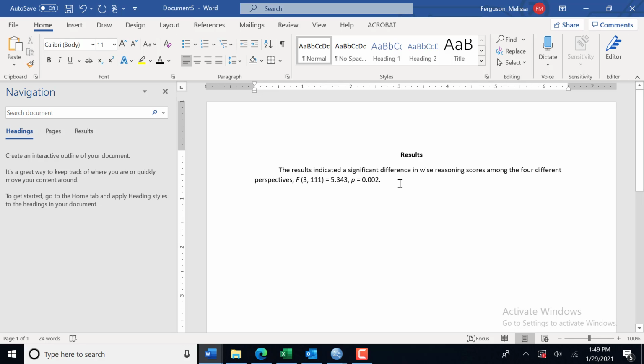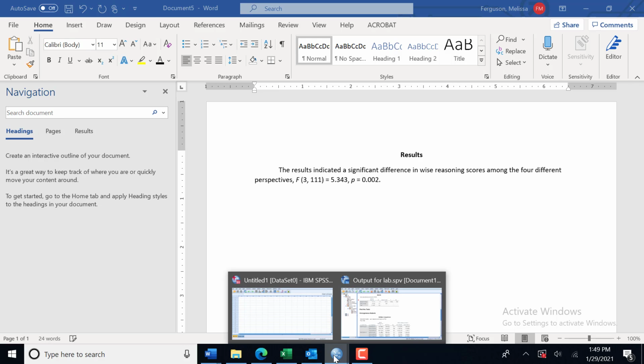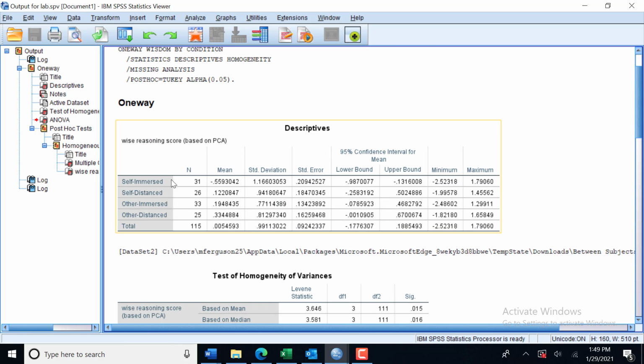All this tells us is that there's a difference between those four conditions. So all that tells us is that these different perspectives that the participants were told to take resulted in unequal wise reasoning scores. That somewhere there was a difference, but because we have more than two groups, it doesn't tell us what those differences are.